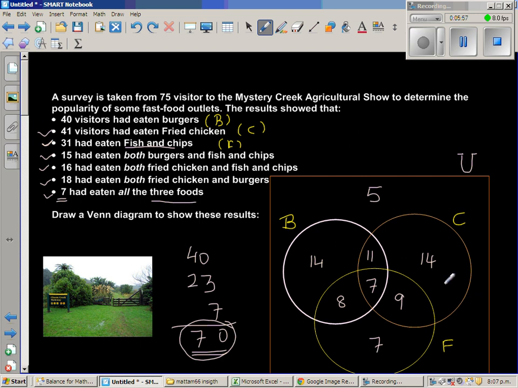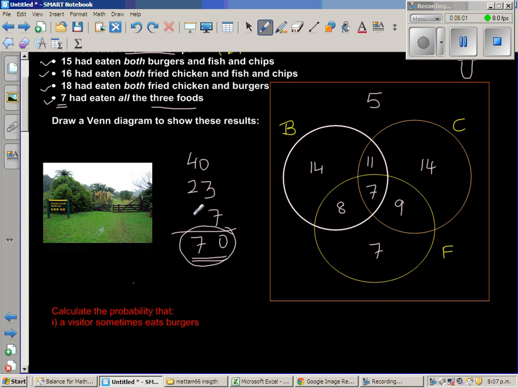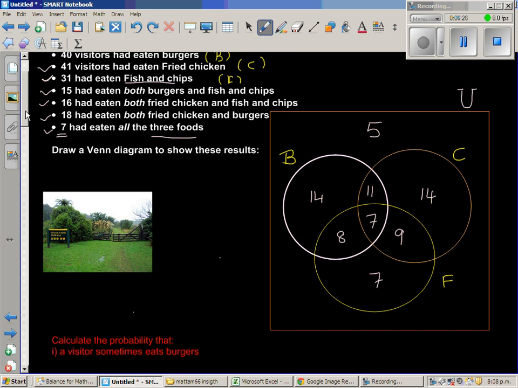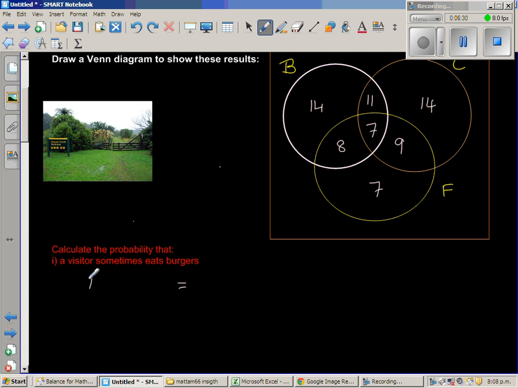So once you draw the Venn diagram, you can write any probability that they ask. So let's answer the first question. Calculate the probability that a visitor sometimes eats burger. So sometimes eats burger is for only this area. The people who ate burger is 40 out of 75. So the probability that a visitor ate burgers is this area. So that we know is 40 out of 75. So let us simplify this. You can divide both by 5. So that is 8 out of 15. Okay, so the next question.